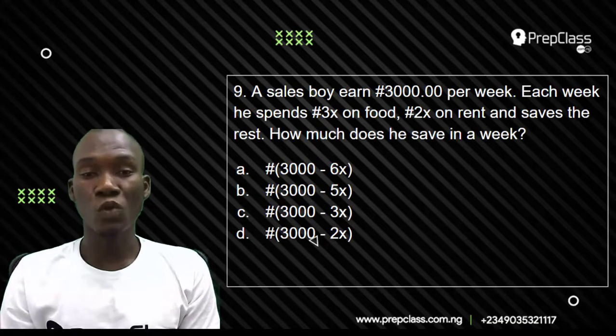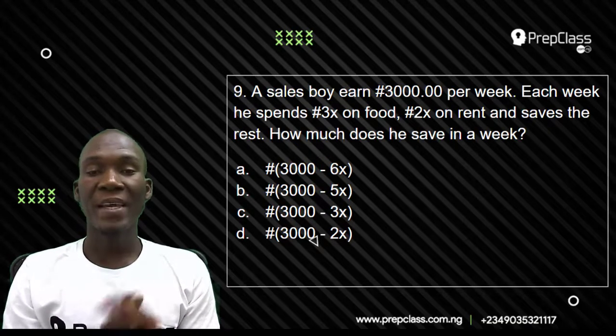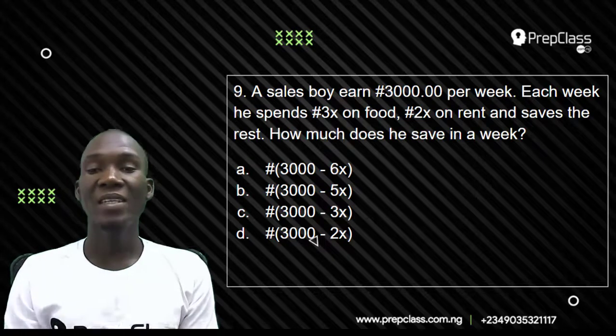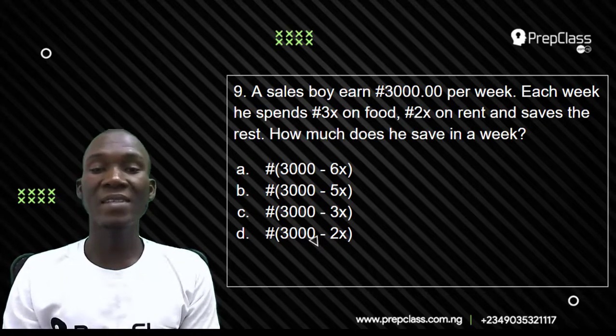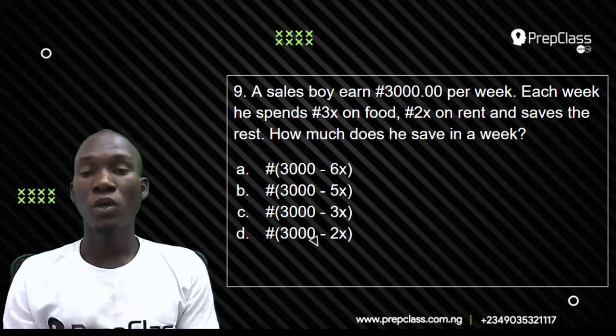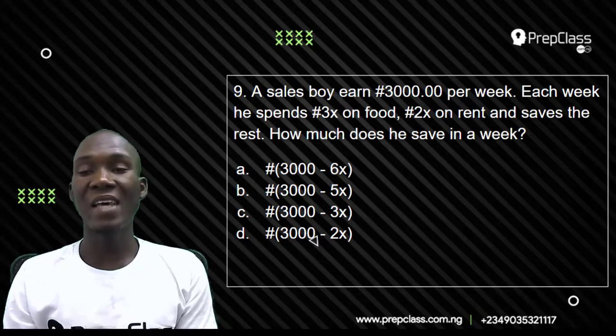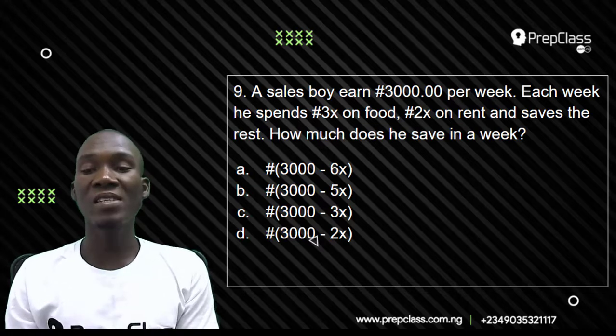Now let's move to the next question. Question number 9. A sales boy earns 3,000 naira per week. Each week he spends 3x naira on food, 2x naira on rent, and saves the rest. How much does he save in a week?